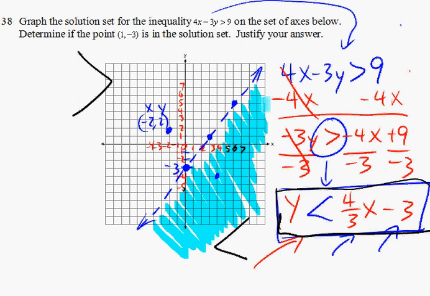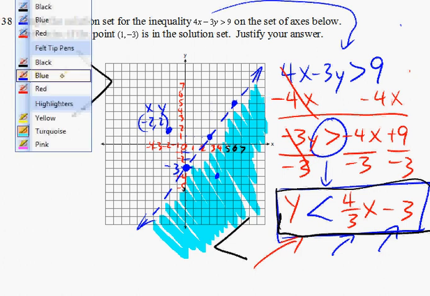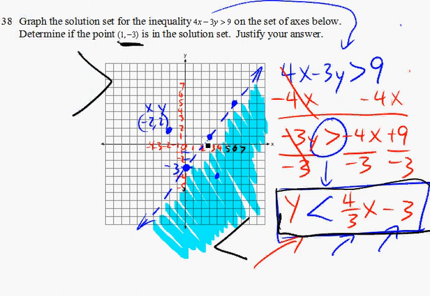And back to the second part of the question, it's asking for the point (1, -3), which is right here, right? Is this part of the solution set? Yes, it is, because it's in the shaded region. And if you plug (1, -3) into the original equation, you should get a true statement. You should get a number on the left side that's greater than 9. And there you go.